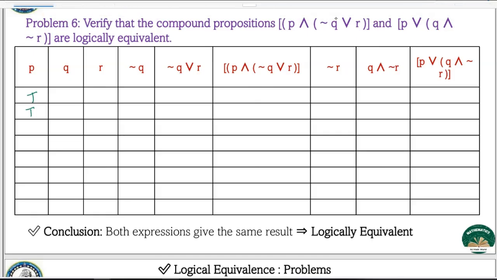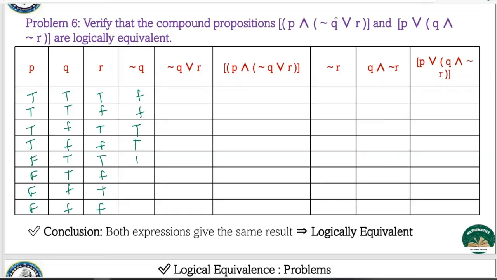It is T T T T F F F F. Then it is T T F F T T F F. Then it is T F T F T F T F. Then negation Q will be F F T T F F T T. Then you have Q, negation Q and R.